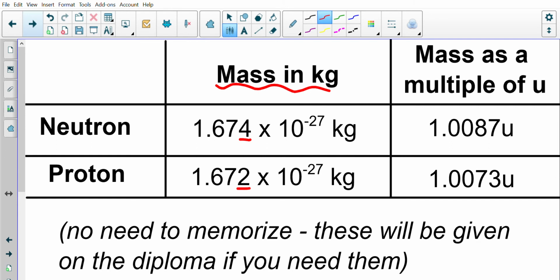And if you convert those numbers into U instead of kilograms, this is what you get. I would encourage you to pause the video right now and try the conversion just to make sure you know how to do it. If you're not sure, to get from kilograms to U's, you just divide by 1.66 times 10 to the negative 27. And there's no need to memorize these values. If you need them for the diploma or for a quiz or test, it'll be given as part of the question, so you don't need to worry about memorizing.